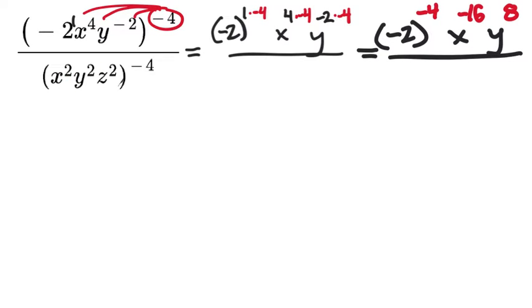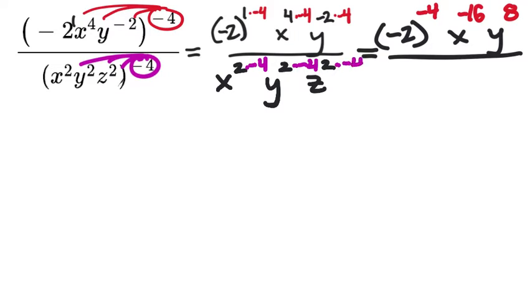So we have bases of x, y, and z. It was x to the power of 2, y to the power of 2. They're all powers of 2, I guess. And we're going to multiply these all by this -4, right? So we're going to distribute that -4, so that's 2 times -4, 2 times -4, and 2 times -4. So our bases are x, y, and z. 2 times -4 is -8. So there's -8, -8, and -8. Okay?